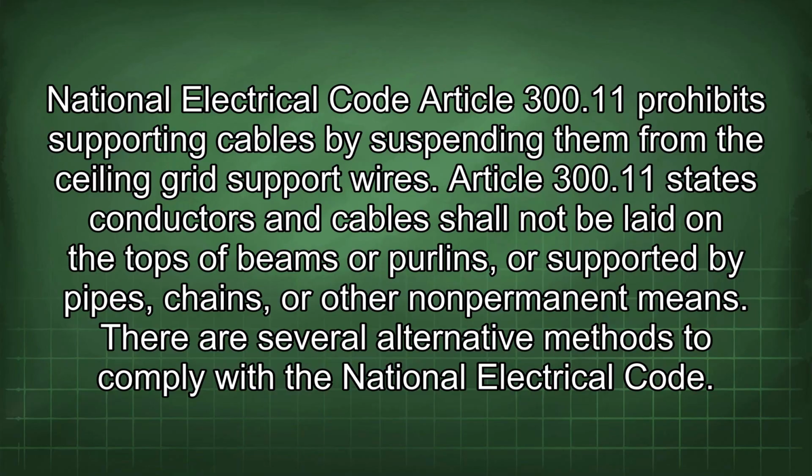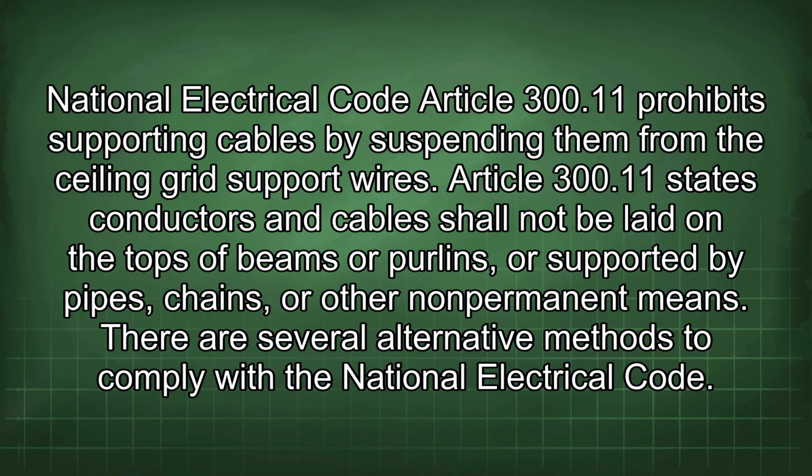National Electrical Code Article 300.11 prohibits supporting cables by suspending them from the ceiling grid support wires. Article 300.11 states conductors in cables shall not be laid on the tops of beams or purlins, or supported by pipes, chains, or other non-permanent means.